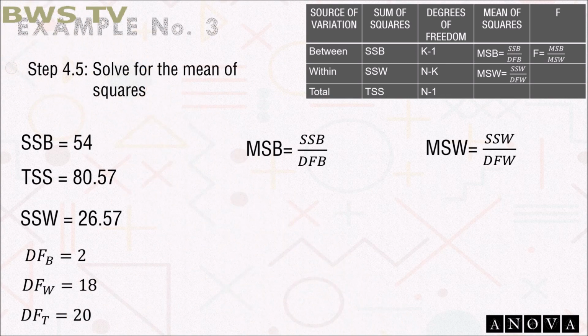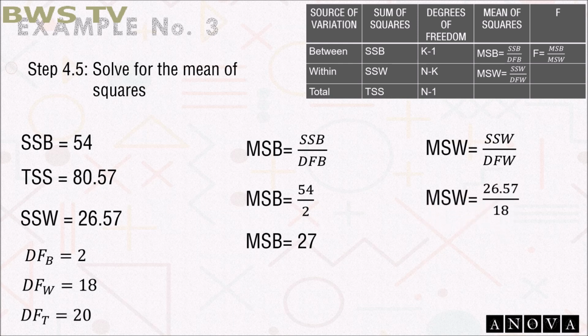Next, we have to solve for the mean of squares. MSB is equal to SSB over DFB. Substitute it, you'll get 54 over 2, and the answer 27. While MSW is equal to SSW over DFW. Substitute it, and you'll get 26.57 over 18. Then the answer 1.48.